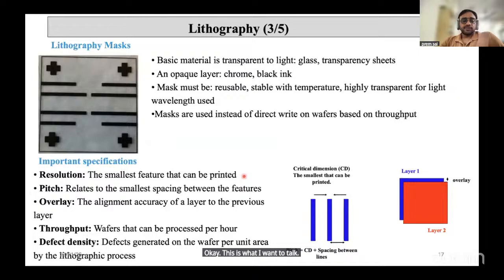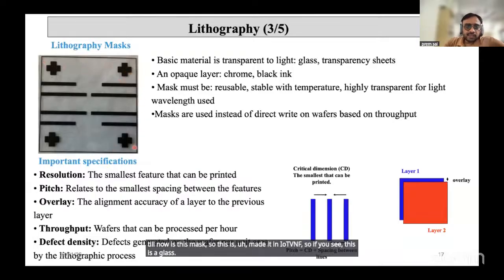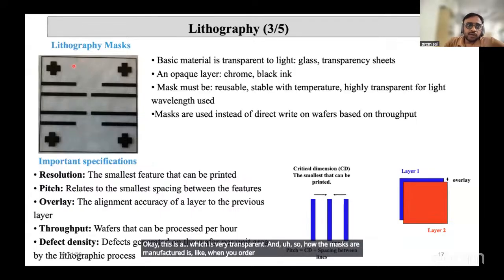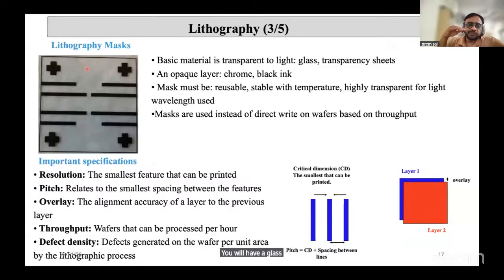And as I was talking a lot till now, this is the mask. This was made at IIT VNF. If you see, this is glass, which is very transparent. How the masks are manufactured is, when you order the mask, you have glass, and on top of that there is a chromium coating and a photoresist material. Glass, chromium coating, and photoresist material.